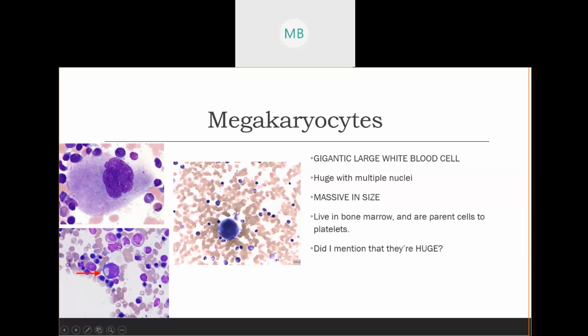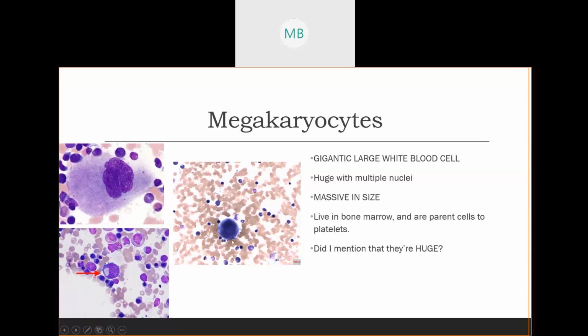Most of your megakaryocytes, they live in your bone marrow, and they end up being the parent cells to platelets. So they end up producing the thrombocytes or platelets that are in you. So you're going to see these on close-up images of bone matter or bone marrow and that kind of thing. Right? And did I mention that they're big?